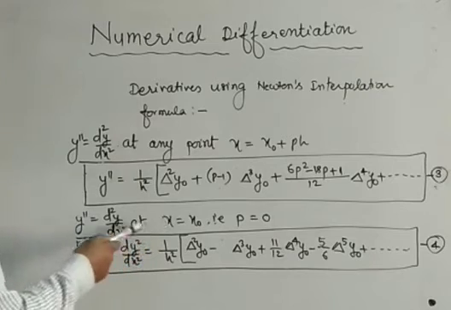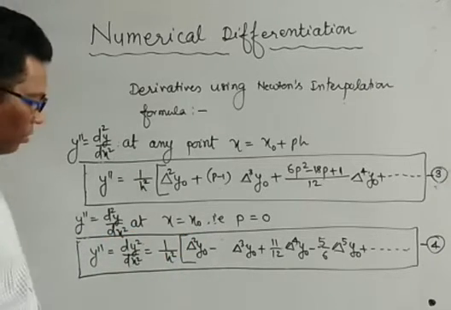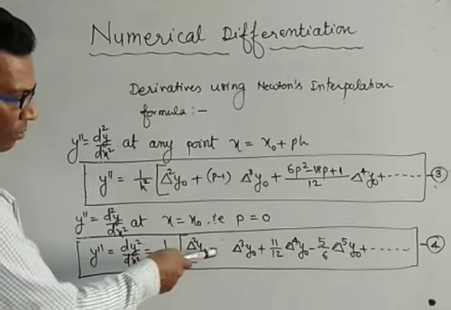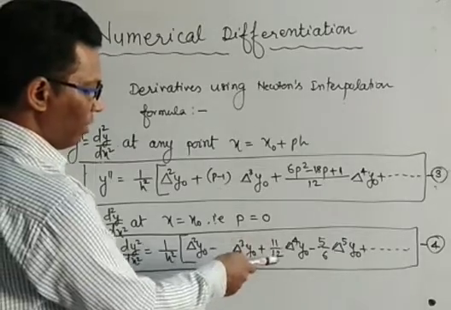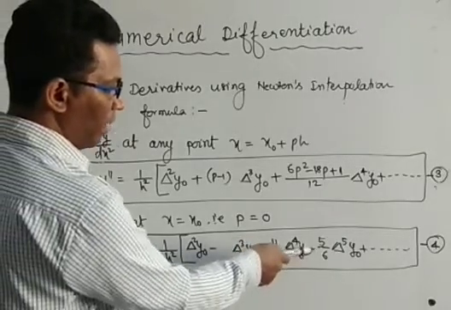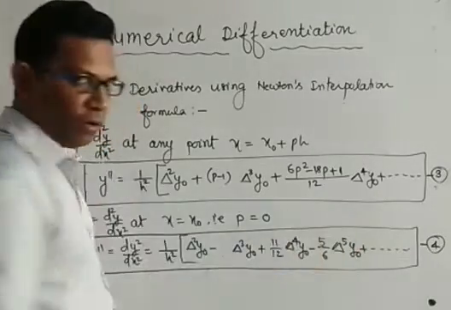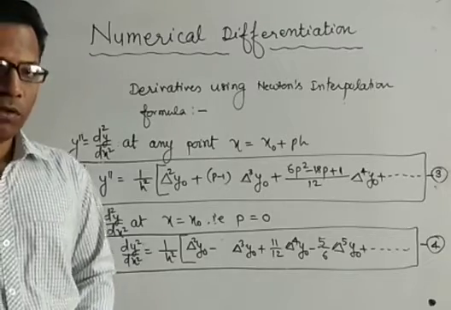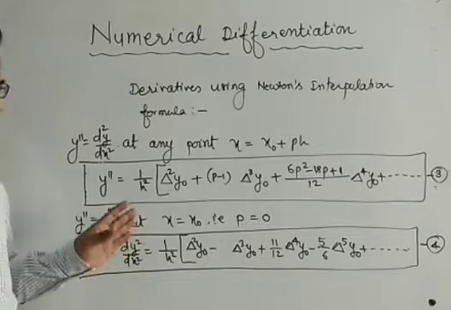And if we have to find the second derivative at x equals to x0, that is where p equals to 0, then the formula is 1 by h square [delta square y0 minus delta cube y0 plus 11 by 12 delta 4 y0 minus 5 by 6 delta 5 y0 and so on]. So we have mainly four formulas, two formulas for finding first derivative and two formulas for finding second.